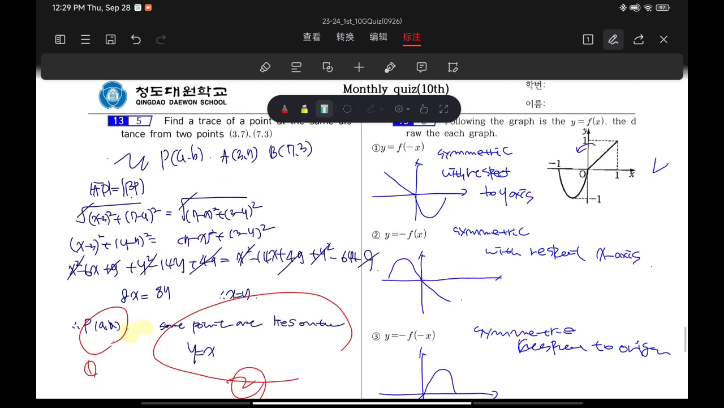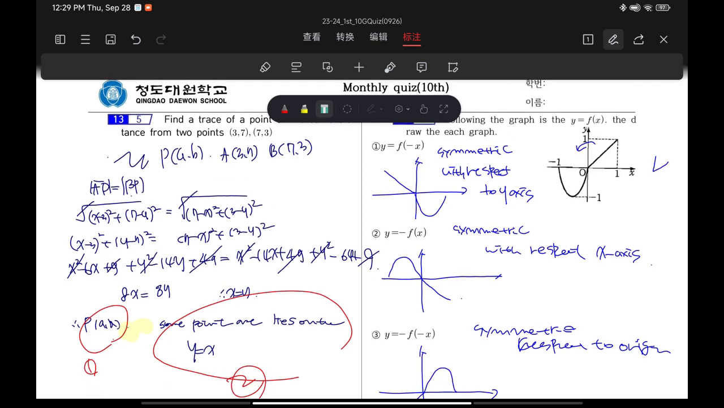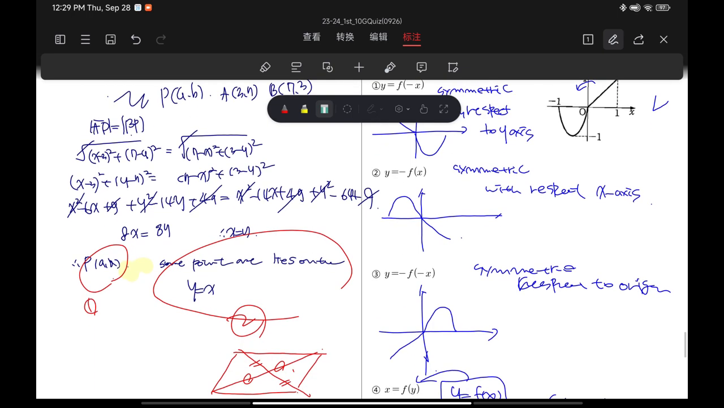And number 2, y equal -f(x) means symmetric with respect to the x-axis. So folding using the x-axis. So if the graph is underneath, turn it over above the x-axis. There are some other cases. If some of the graph is drawn above the x-axis, then it should be turned over under the x-axis. Okay. So you can draw like this.